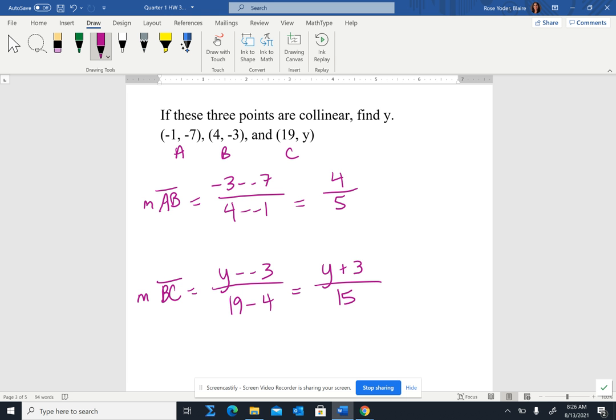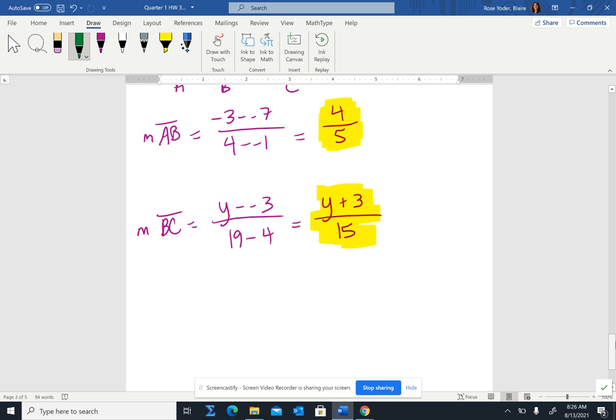So what do I do now? Because I have to figure out what y is. So remember that collinear means all the points lie on the same line, which means the slope from A to B has to be the same or equal to the slope from B to C. So we actually have a little equation that you can solve. And there's a few different methods for solving this one. So 4/5 equals y plus 3 over 15. I'm going to show you one way to solve this that I think is kind of clever. If you don't like that, we can review another way to solve it, which involves cross multiplying.